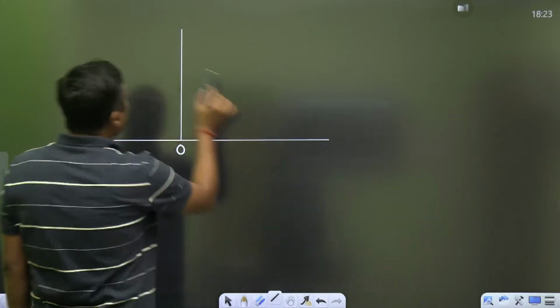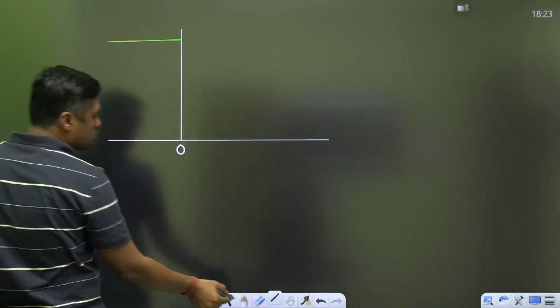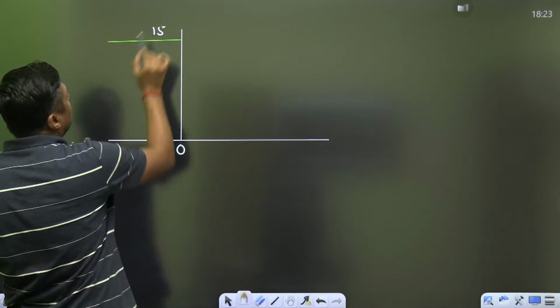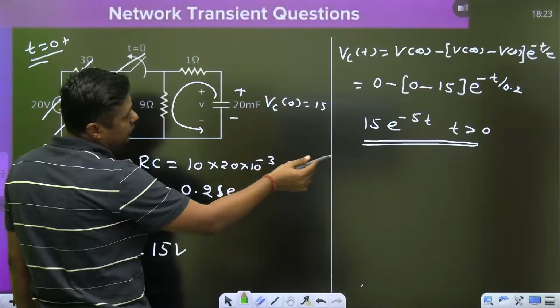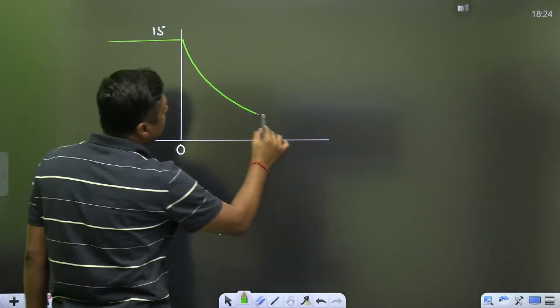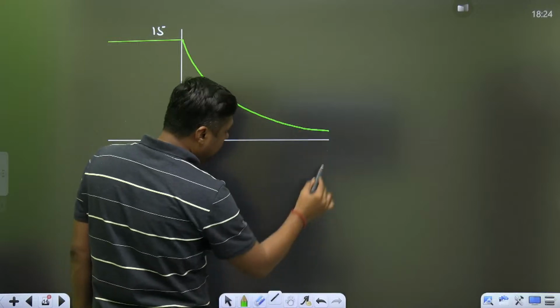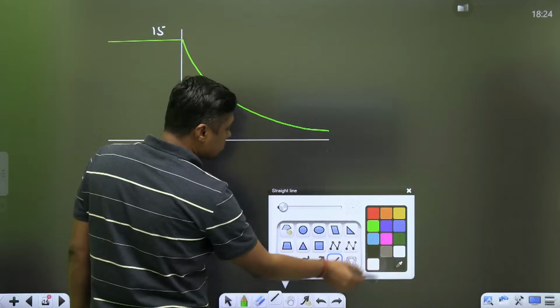Before 0, what is the value? 15 volt. So you can plot like this. This is the 15 volt, almost constant. It does not allow sudden change of voltage. After 0, it will follow this curve: 15 e raised to power minus 5t, an exponentially decreasing function. Exactly at infinity, it will become 0.